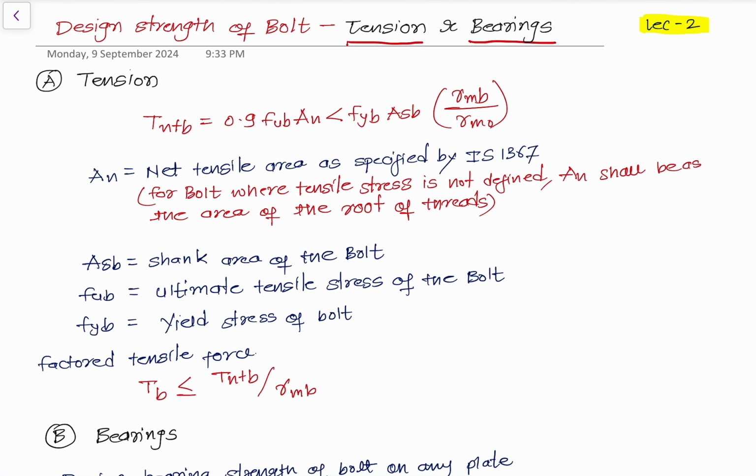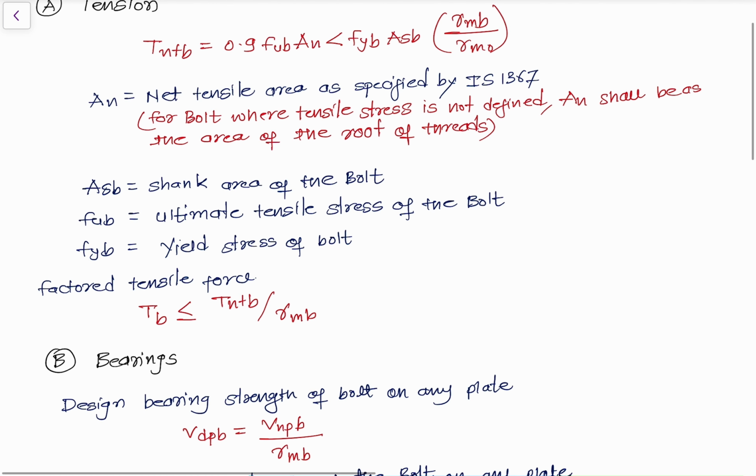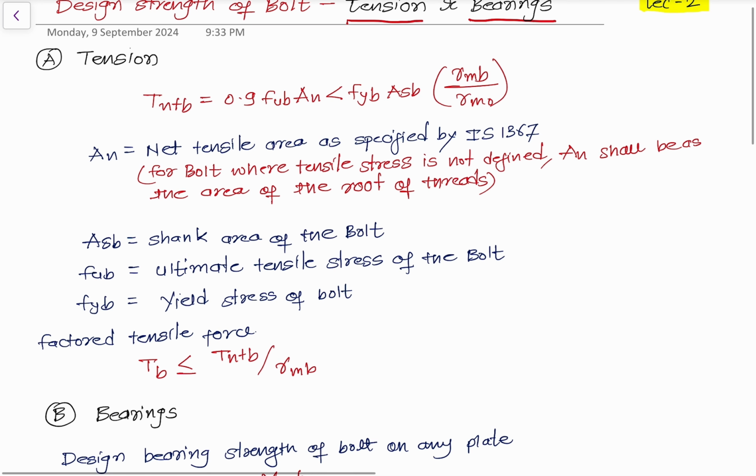Now, whenever you calculate the tensile forces, if you want to make them factored, there is a formula: Tb should be less than or equal to Tnb divided by gamma mb. So whatever Tnb you calculate, if you make it factored by dividing, it should be greater than or equal to the factored tensile force Tb. For that you need to divide by the partial safety factor.